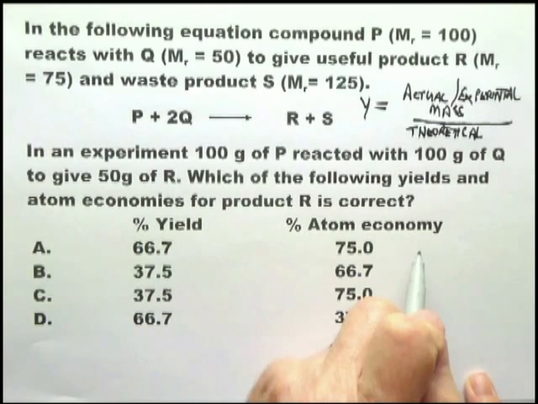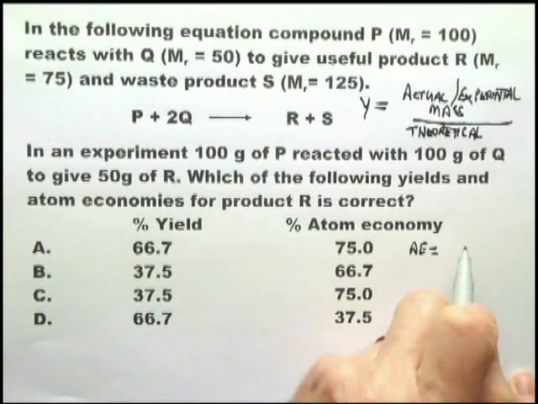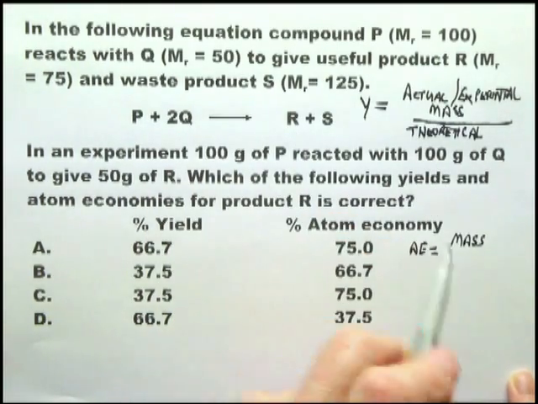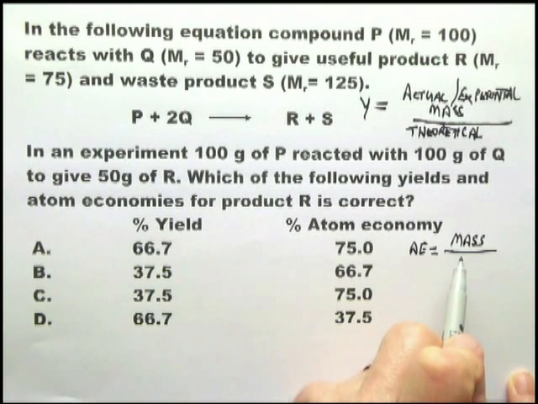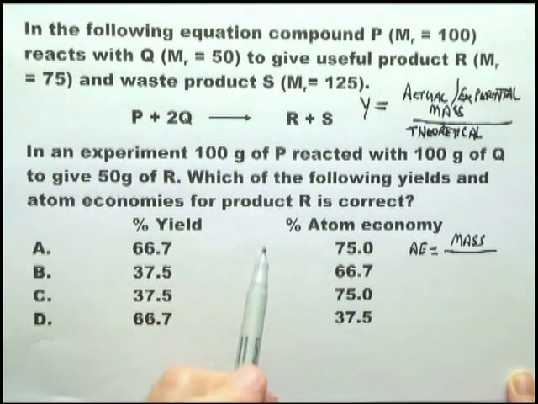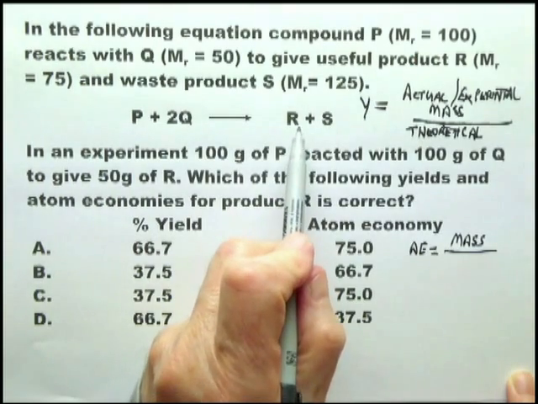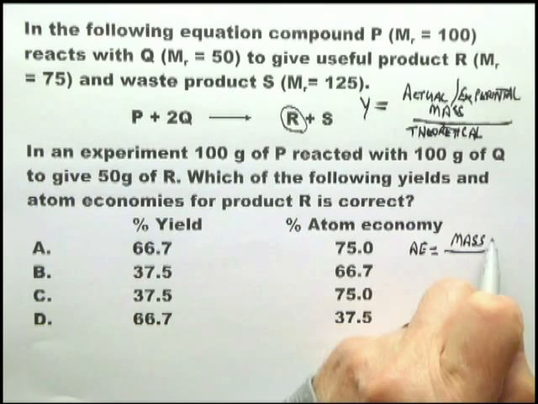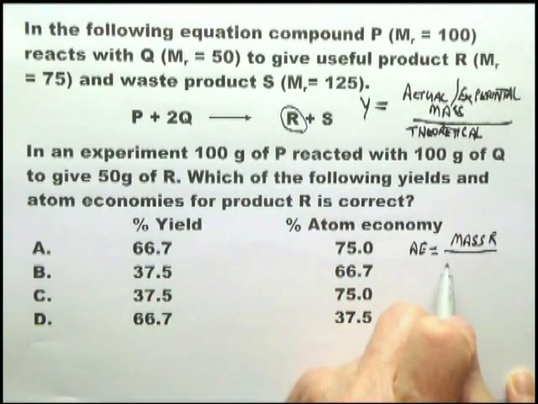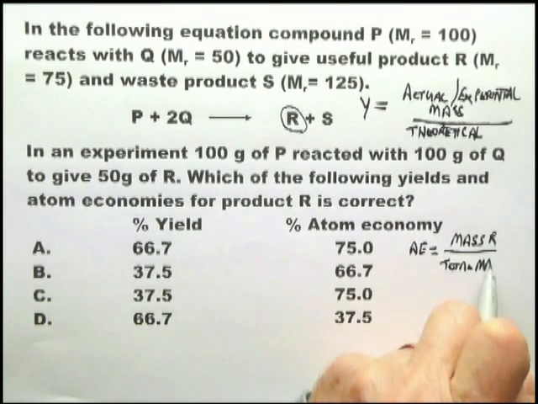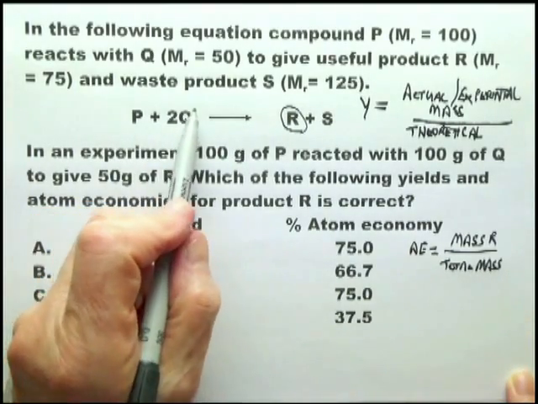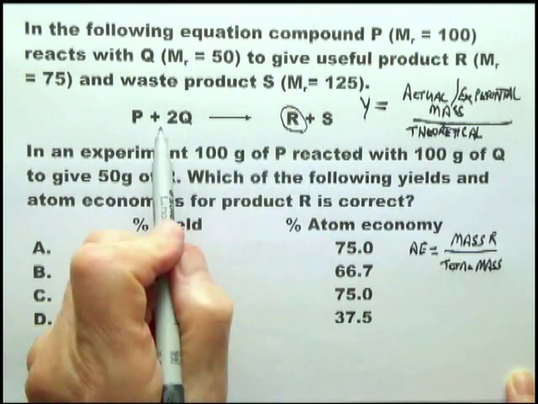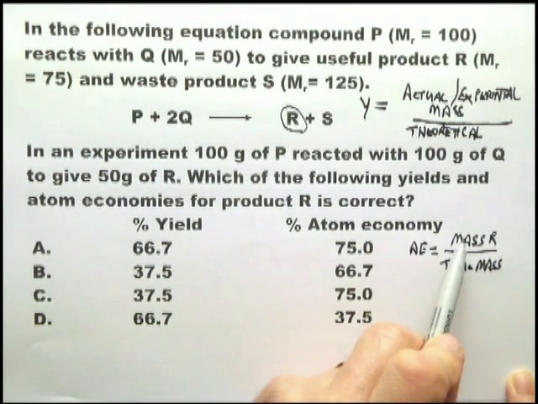Whereas the atom economy, AE, equals the mass, and this is the theoretical mass as given by the equation, divided by the mass of, in this case, the useful product, which is R, in the same way that that was the mass of useful product, R. So that's the mass of R divided by the total mass. It's important to remember that the total mass could be the sum of both of those, or the sum of both of those, because they're equal. And it's from the theoretical equation these two figures come from.